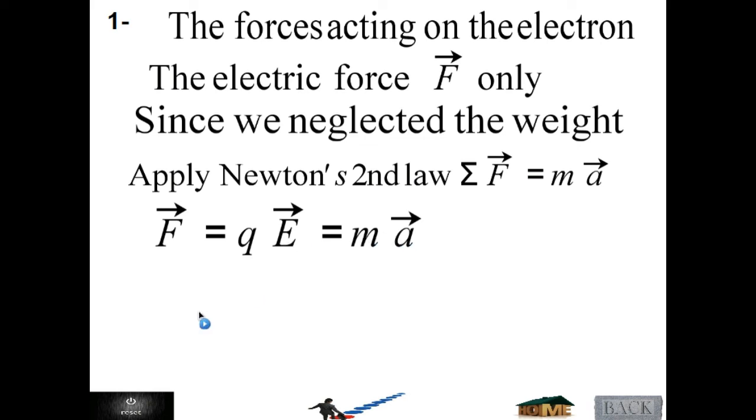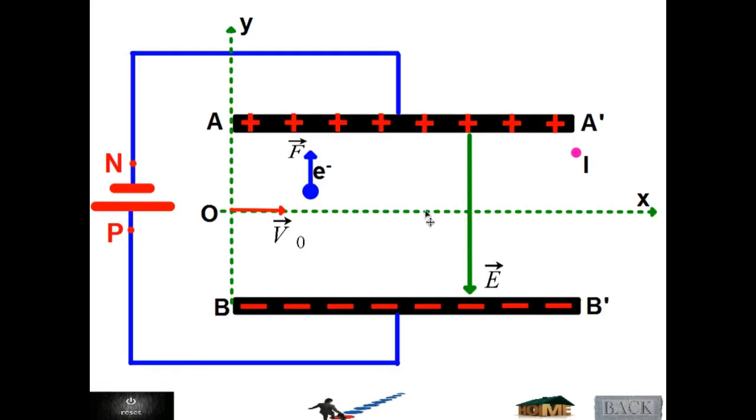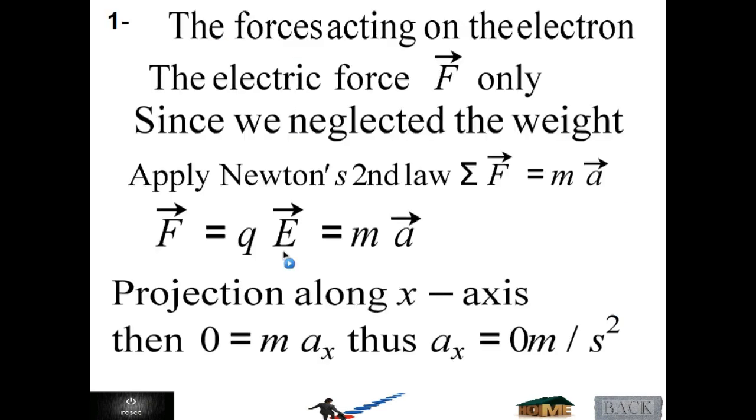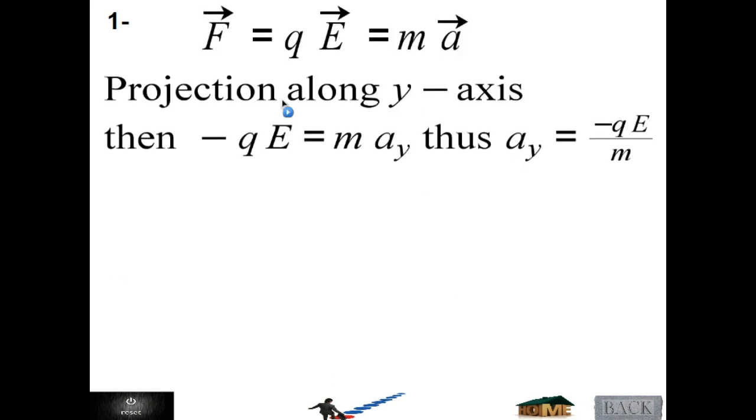Let us make projection along the x-axis. The electric field is vertical downward while the y-axis is upward and the x-axis to the right. QE is 0 equals max, thus ax is 0 meter per second squared. So no acceleration along the x-axis. Projection along the y-axis, E is opposite to the y-axis, then it's minus QE equals may, thus ay equals minus QE over m.